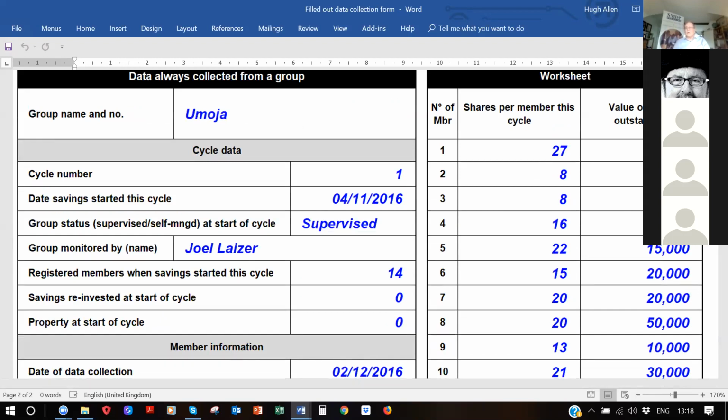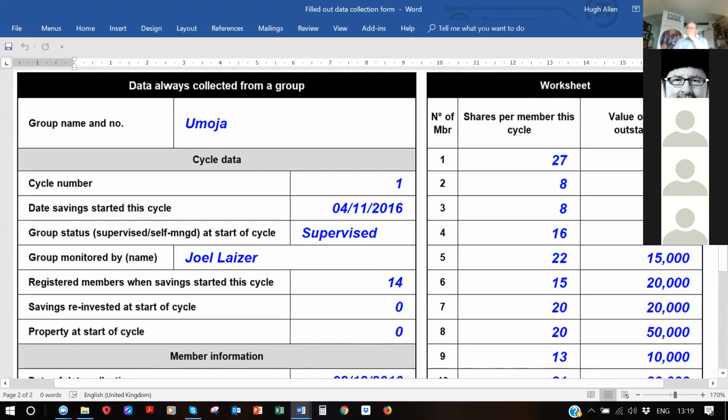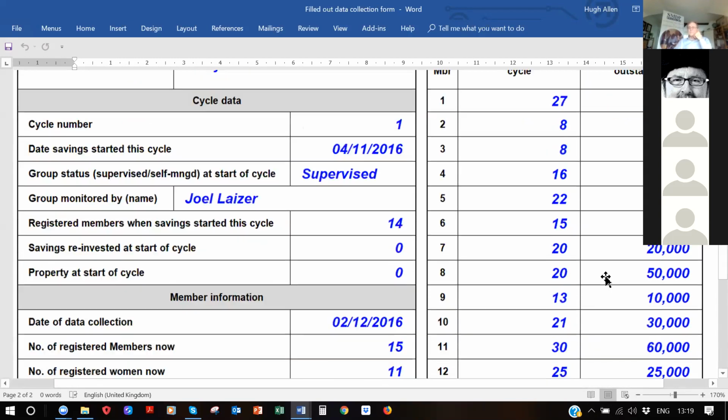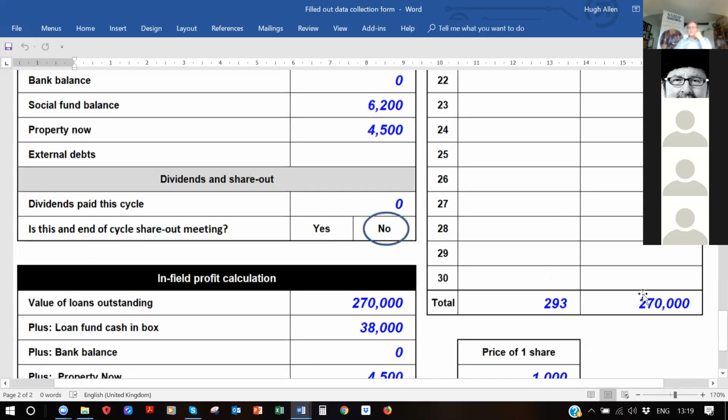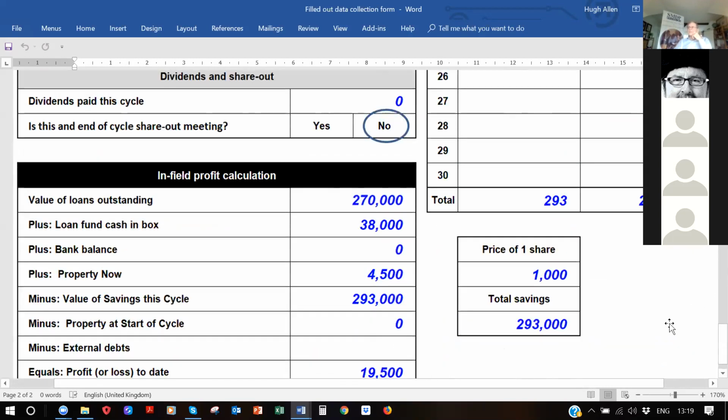Why do we have a separate worksheet? What's the reason? The worksheet helps to do calculation, particularly on the number of shares and the value of loan outstanding, where you collect individual information and then you get the sum which you post onto the other side of the data collection.